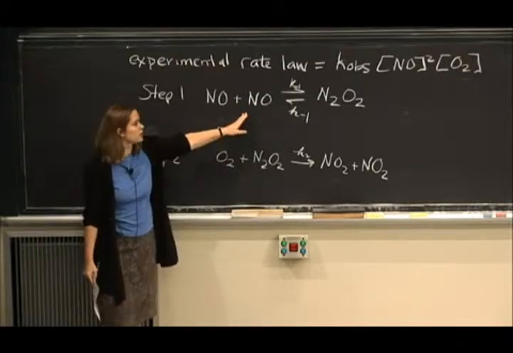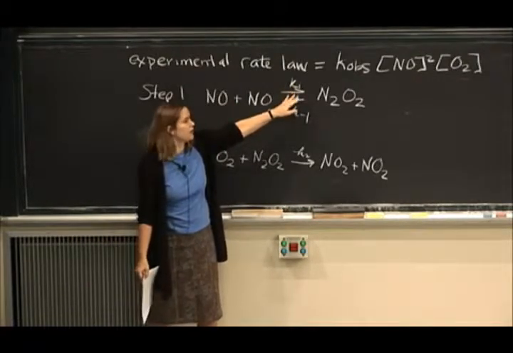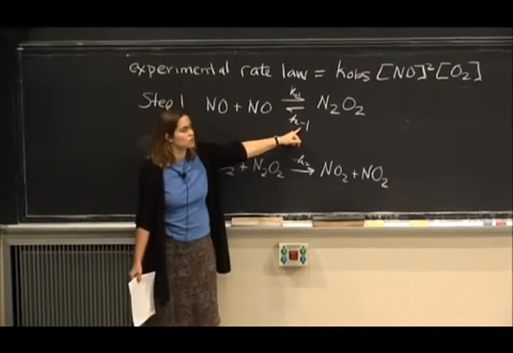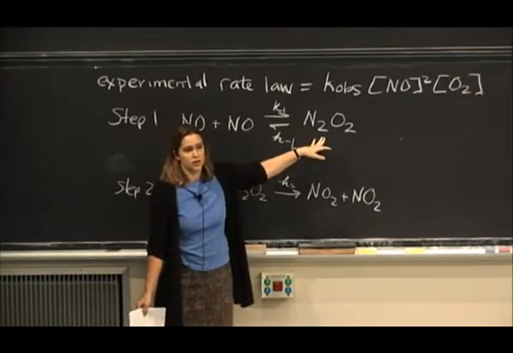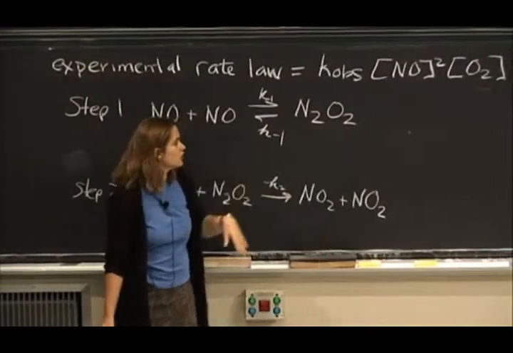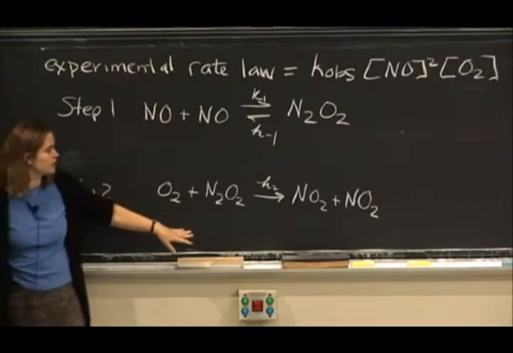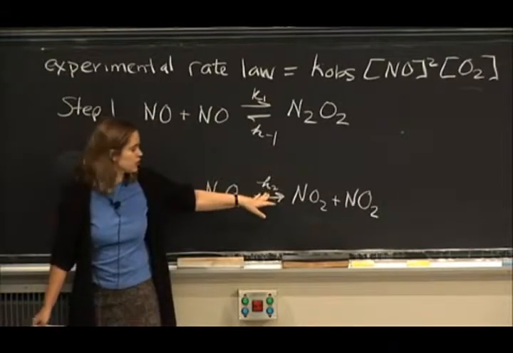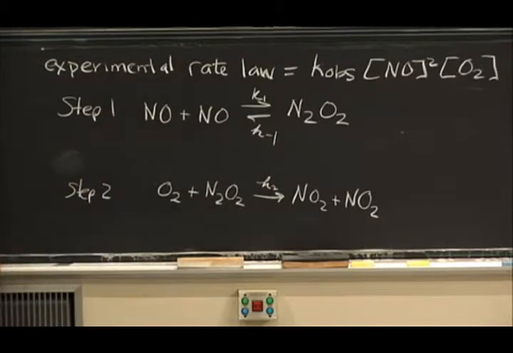We have two NOs coming together. There's a little rate constant K1 above the first arrow. And for the reverse direction, we have K minus 1. So this is written as a reversible reaction, and it's forming an intermediate N2O2. In the second step, we have the O2 coming in, reacting with that intermediate with a rate constant K2, and it's forming two molecules of NO2.